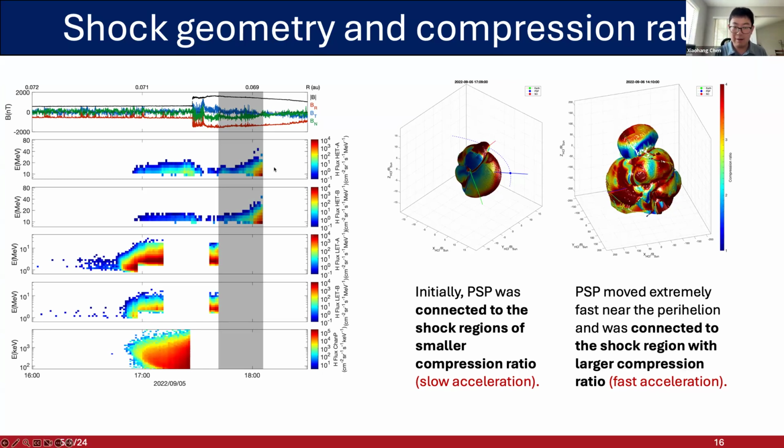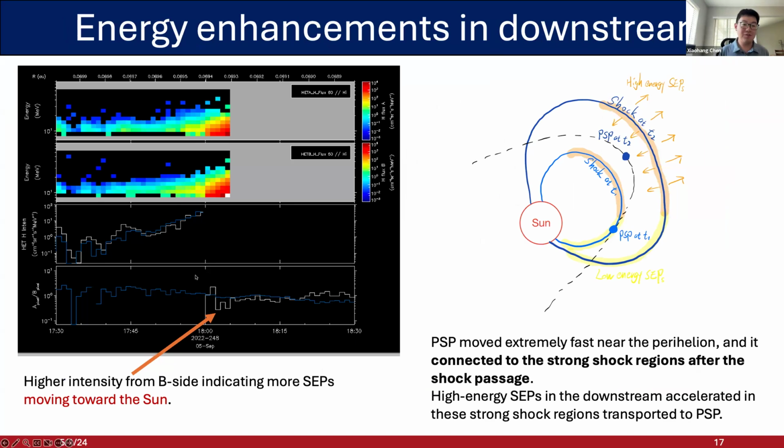And also, we analyze the anisotropy of these SEP intensities. So these two panels show the SEP detector from Head A and Head B. Head A is the detector collecting particles moving away from the Sun, and Head B is collecting particles moving toward the Sun. And we can see that the intensity from Head B is relatively larger than Head A, which means that the majority of these particles are moving toward the Sun instead of away from the Sun. And this is another support of this hypothesis.